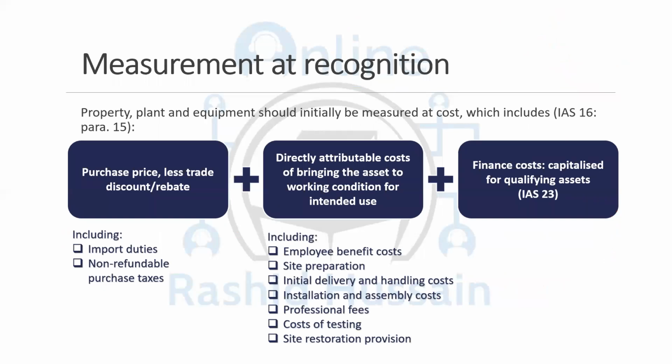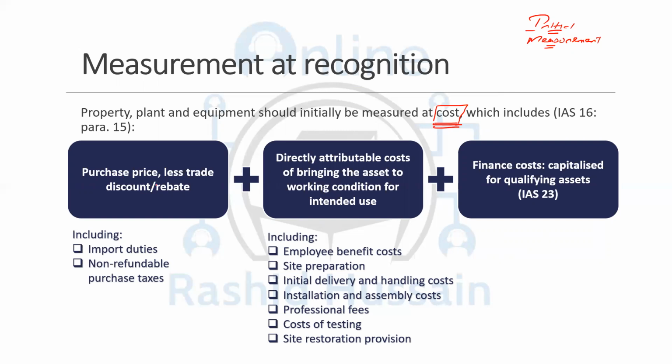Now we have the measurement at recognition, which is known as the initial measurement. At what value are you initially going to record your asset? Property, plant and equipment says that initially the asset should be recorded at its cost. Now, how are you going to define the cost? The cost has many components.